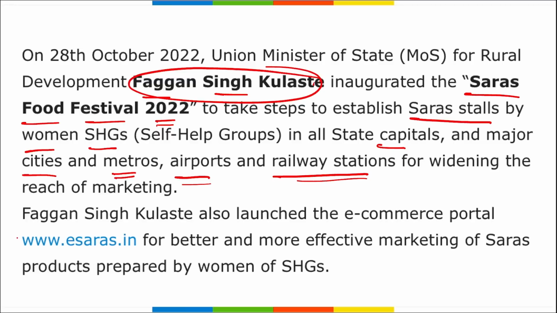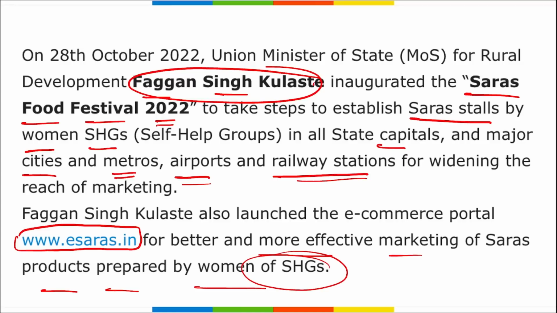Also remember a website, that is www.esaras.in, was launched for this particular scheme also, so that more effective marketing of the Saras products prepared by women of these small self-help groups can be done. So coming back, Saras Food Festival inaugurated by whom? Our Minister of Rural Development Faggan Singh Kulaste, and a portal was also launched for this, that is esaras.in. With the help of this, around 8 crore 62 lakh women will be helped through these self-help groups, and those women are present in around 97% of districts, and 85% of them are directly connected to the ministry's network. Alright, highly important.